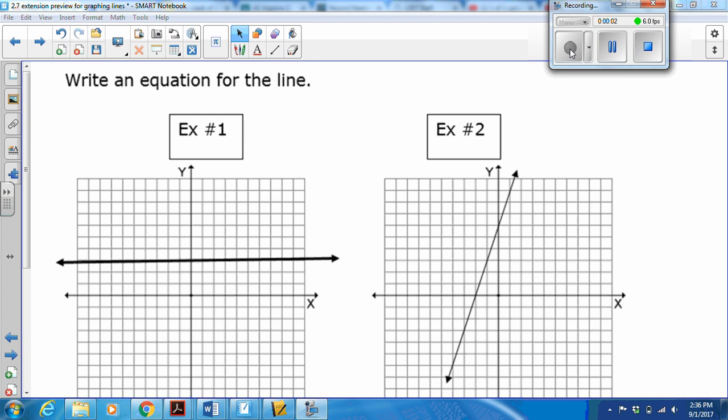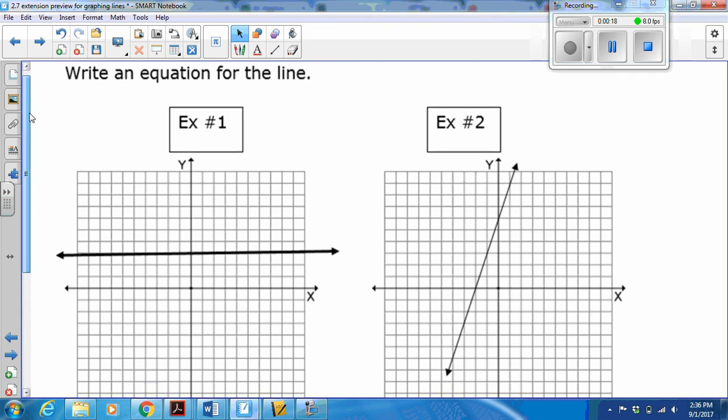So here's the second part for the graphing lines. Now in this case, we're actually going to write the equation for the lines shown. Last time we basically had to graph the linear functions. This time we're doing the reverse and writing the equations for the graph shown.